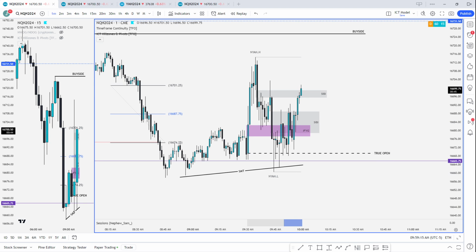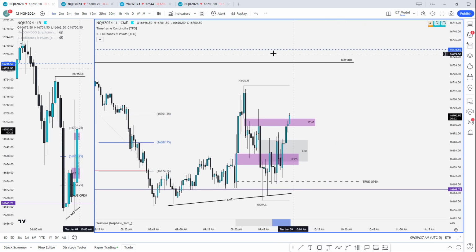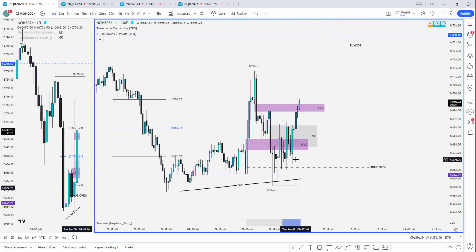Let me type this up in predictions really quickly. If it closes above that SIBI, look for it to be used as inversion. So we're flipping bias here, looking at the long side now. Order filled.